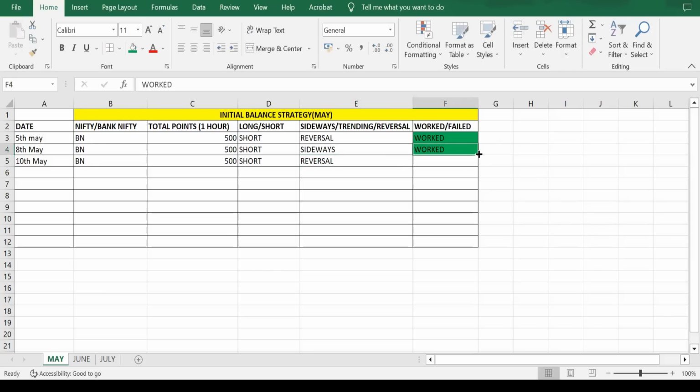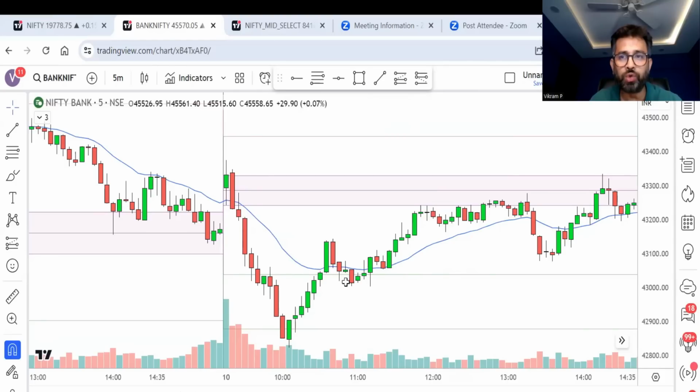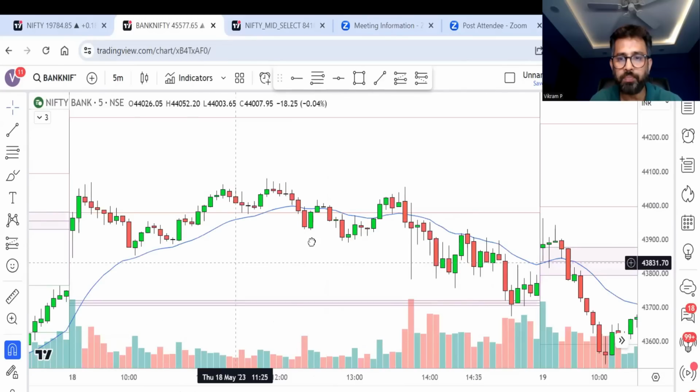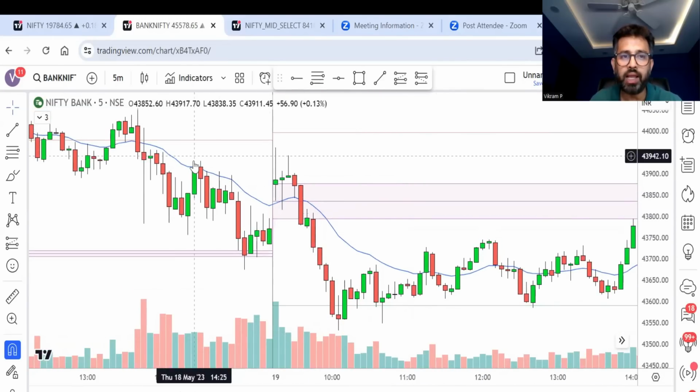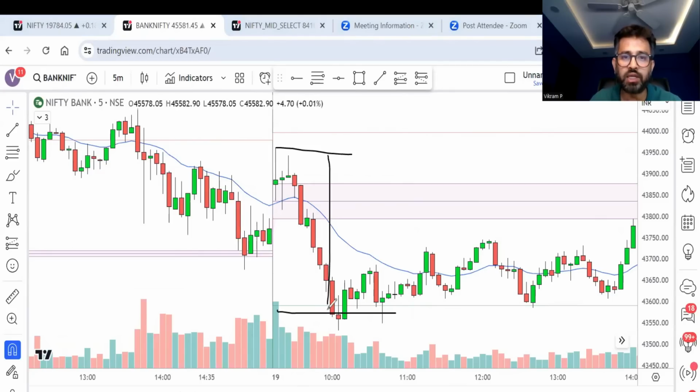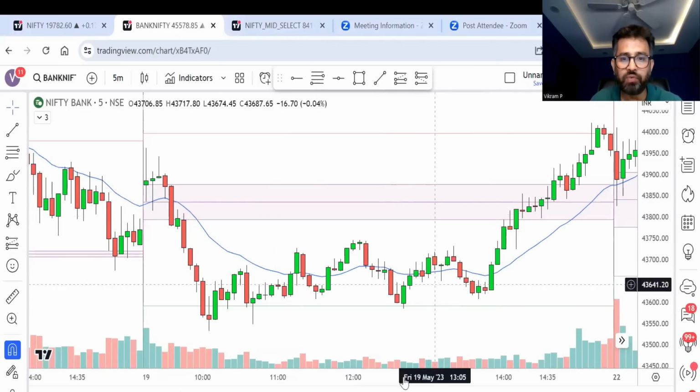So you can see that in the month of May, already we got 3 trades where it made a wide initial balance, and it worked. Now let's go to the chart and see what happened in the month of May. Okay, you can see that again on 19th May, we had a huge, wide initial balance. After that, market stays sideways. So 19th also, it was a reversal.